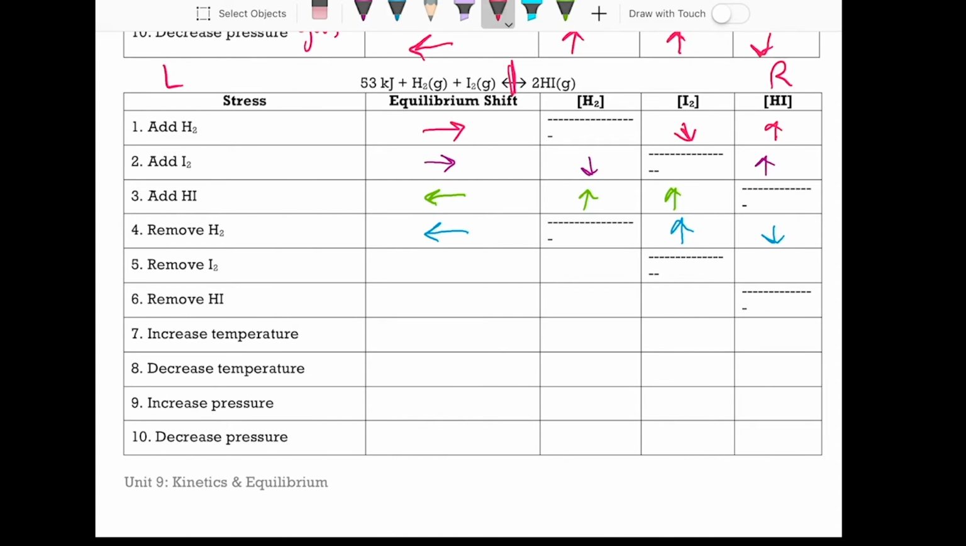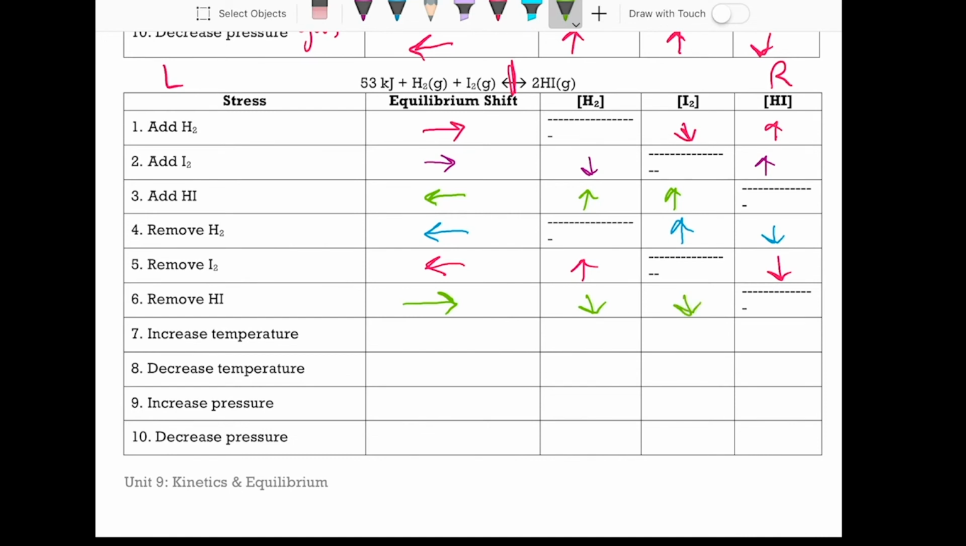If we remove I2, we're still affecting the same side. So the right side is stronger, so it moves left. If we're moving left, we are making H2, and we are using that HI to do so. If we remove HI, your right side now becomes weaker, the left side is stronger, so you always want to move towards what you just took from. So if we're going to the right, you are using up your H2 and your I2.